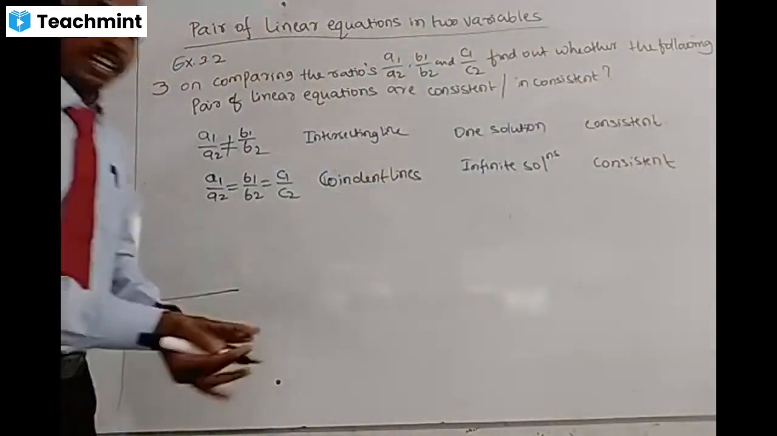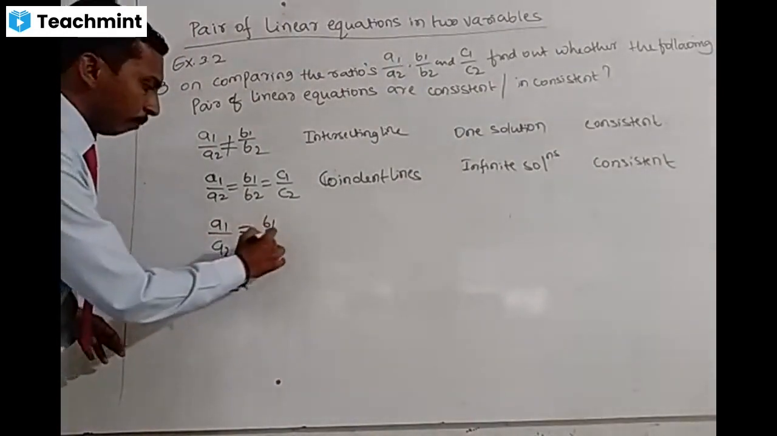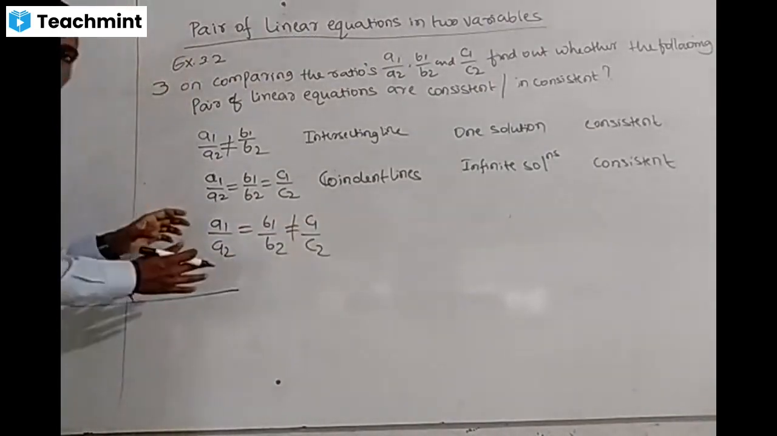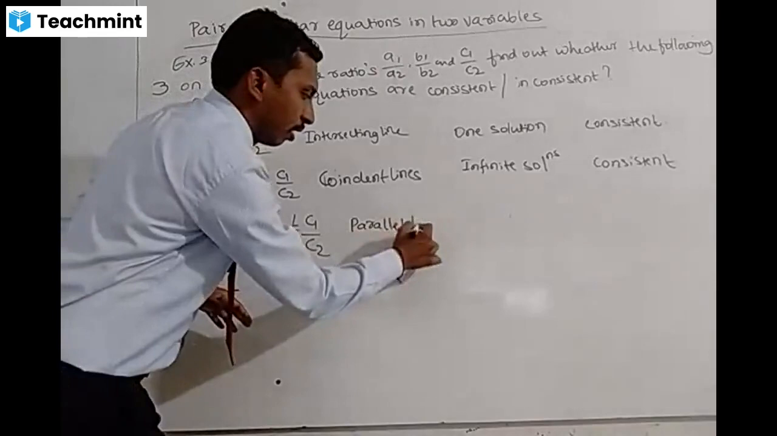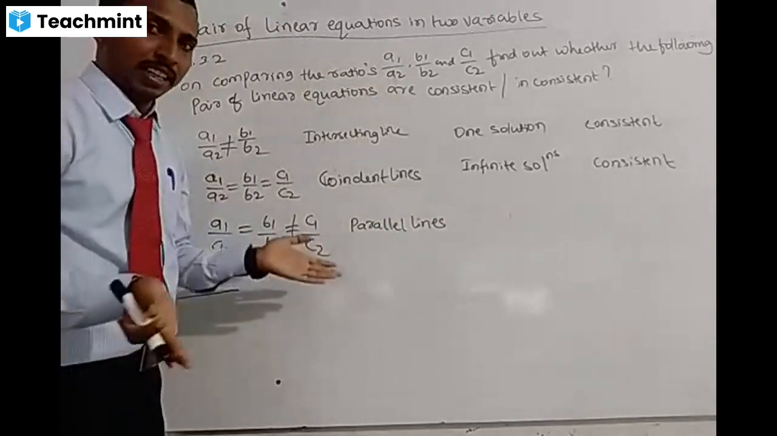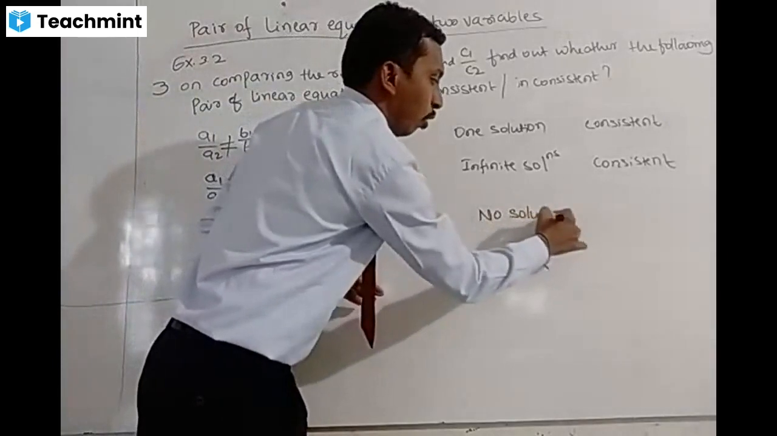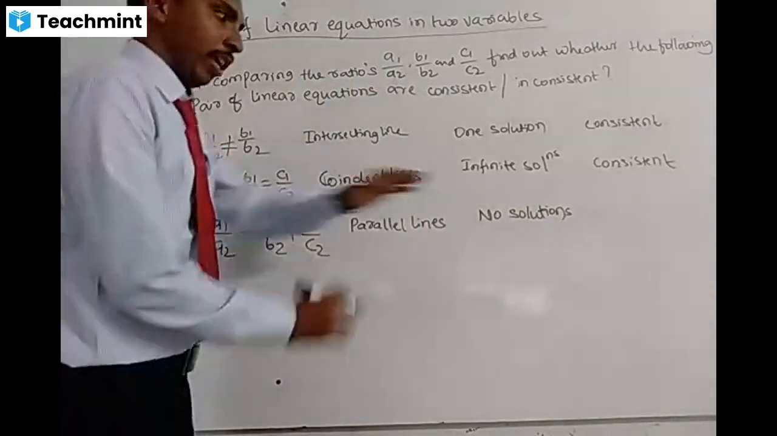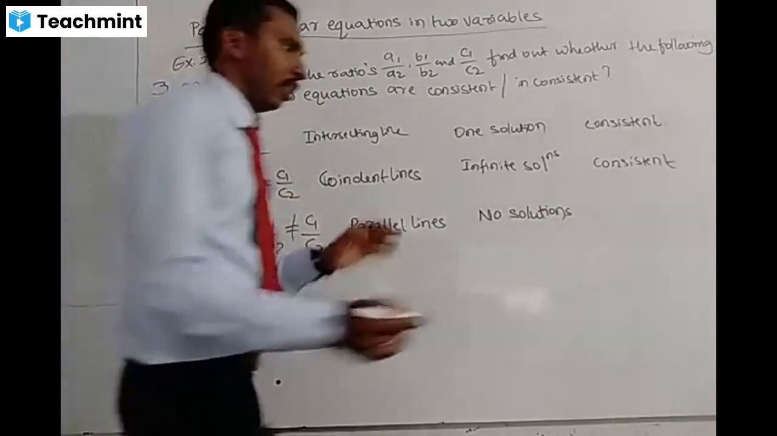One more condition: if A1 by A2 equals B1 by B2 and is not equal to C1 by C2, then this ratio represents parallel lines. If the lines are parallel, they do not intersect. If they don't intersect, they don't have any solutions, so there is no solution. If they don't have any solutions, then that pair of linear equations is inconsistent.